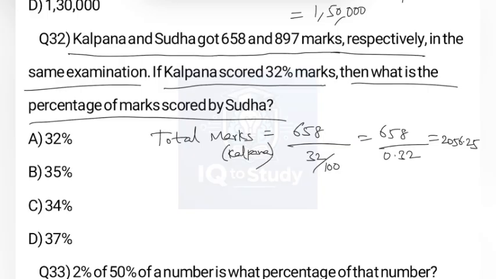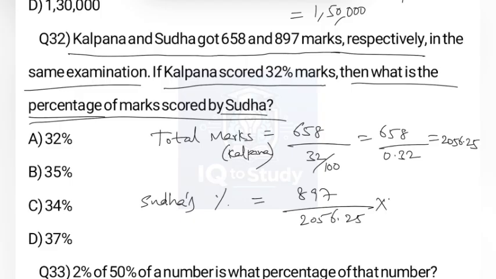Now we have to find percentage of marks scored by Sudha. So Sudha's percentage is equal to 897 divided by 2056.25 into 100, which is approximately equal to 43.62% or 44%.